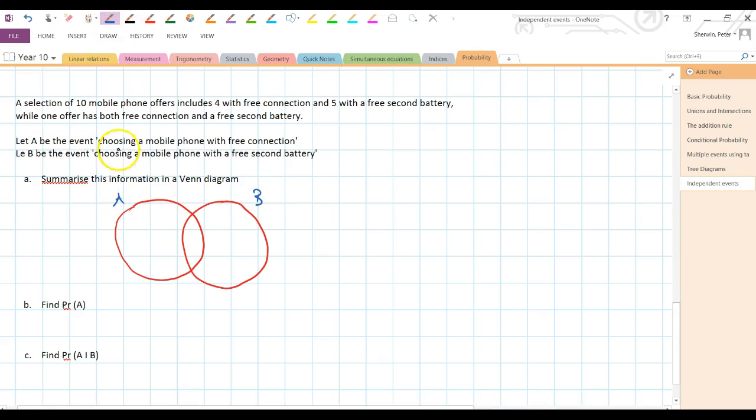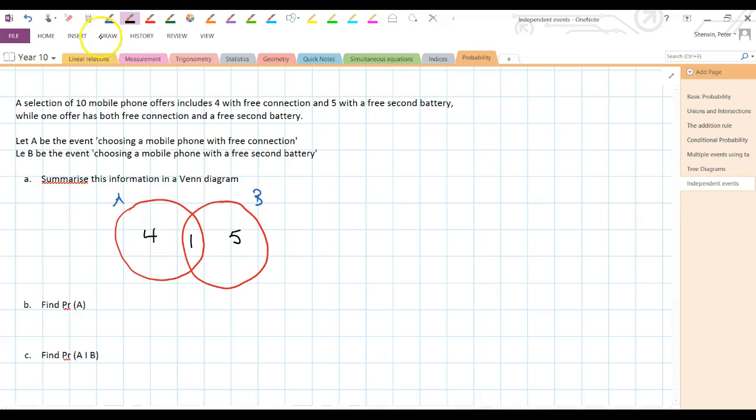So A is the event choosing a mobile phone with free connection. But the smart thing to do is to put in the intersecting region first. So 1 offer has both free connection and a free second battery. So I've got 1 in there. I've got 4 with free connection, and I've got 5 in there with a free second battery. 4, 5, 10. The total is 10.